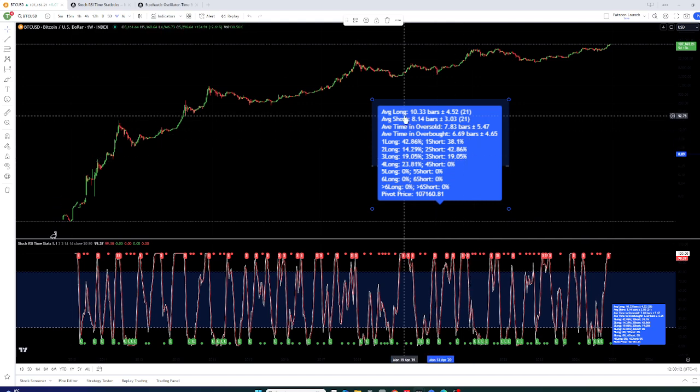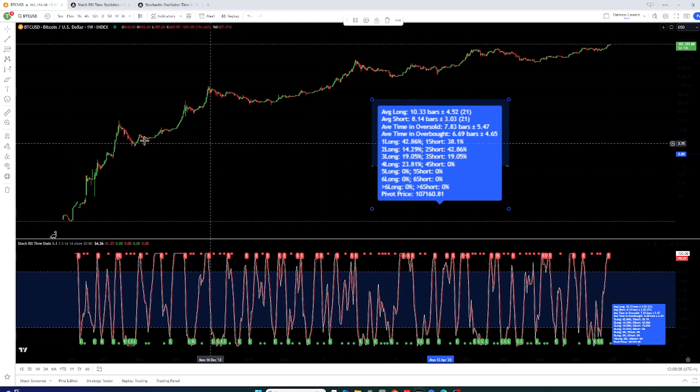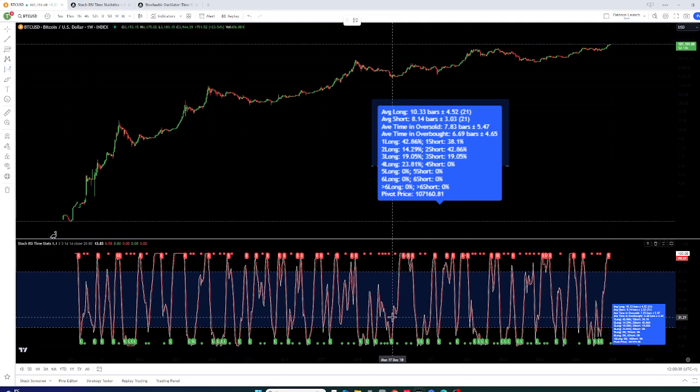So if we take a look at what the features are, we measure the average long, and that average long is measured from the last long signal down here until the time that it prints its first sell signal. So it would be from this point over here up to that last sell signal.